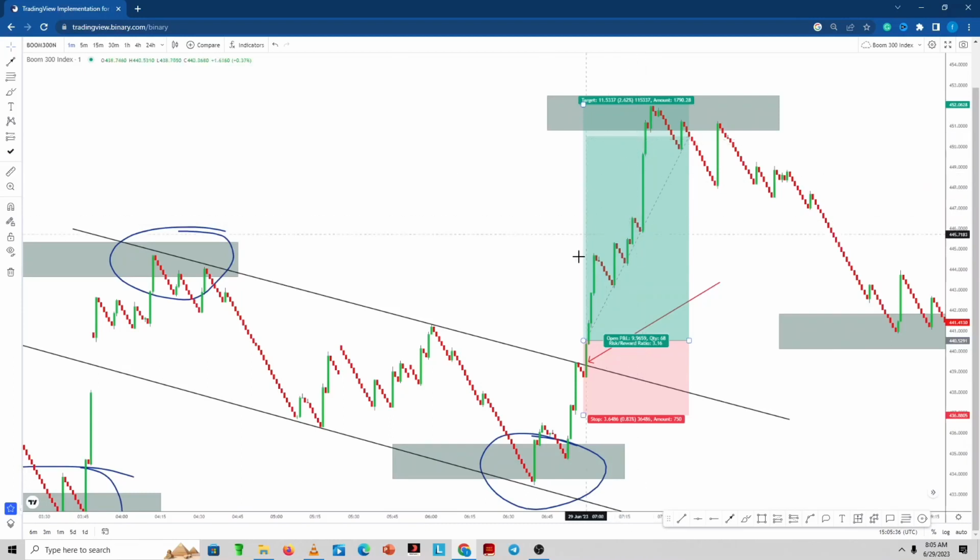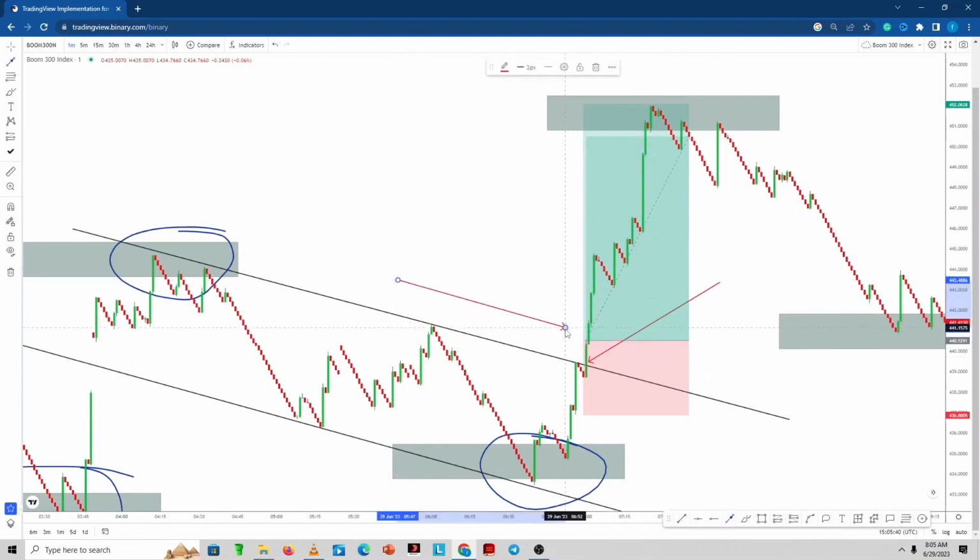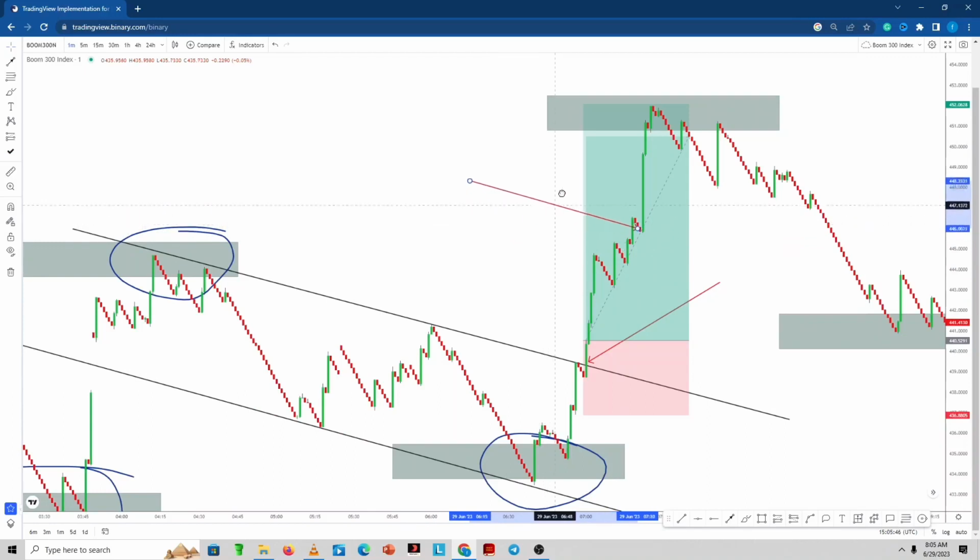So imagine, guys, catching this whole move from here. How many spikes here? 1, 2, 3, 4, 5, 6, 7, 8. And we're talking about the Boom 300 index here. And there was no drawdown here. You're just entering this market and you're catching about 10, 8, 15 spikes. Tell me, how much can you make? Even if you're having a small account, you can still grow that account.